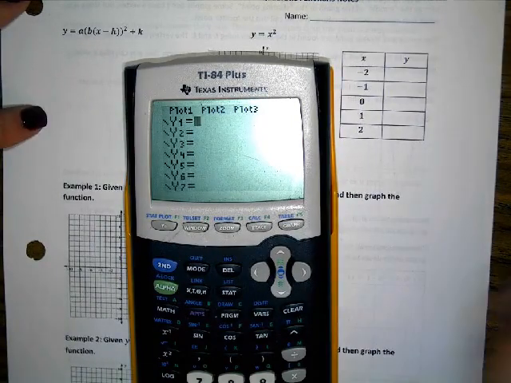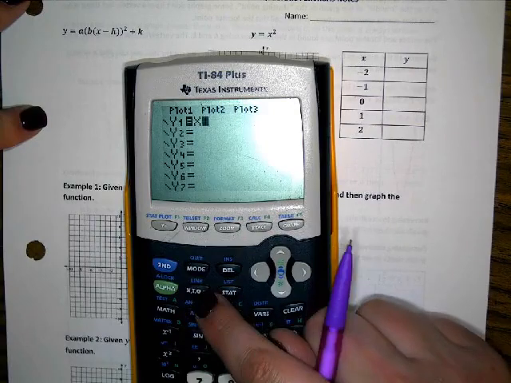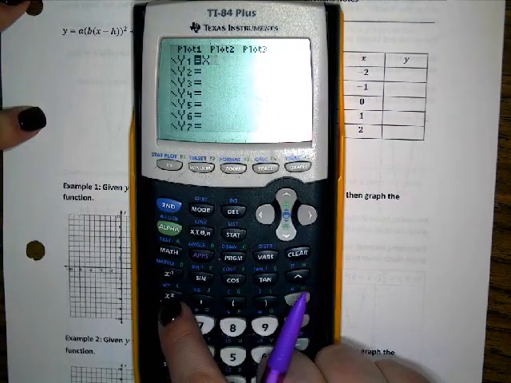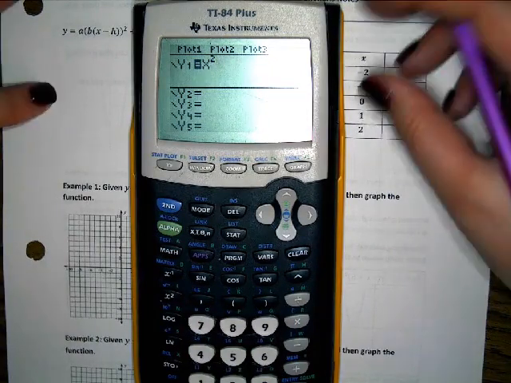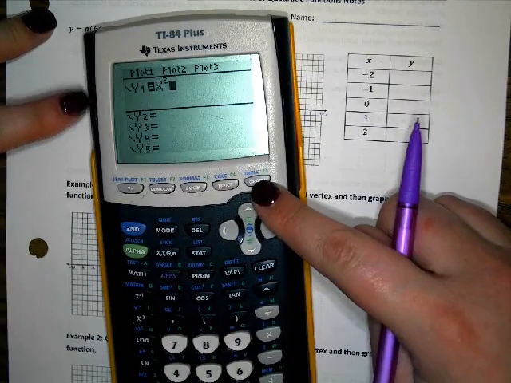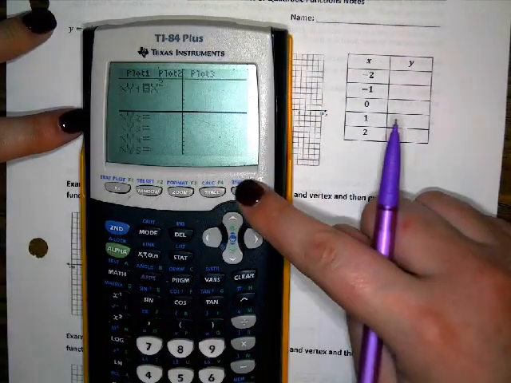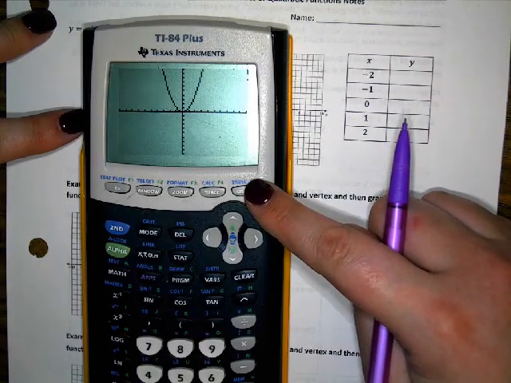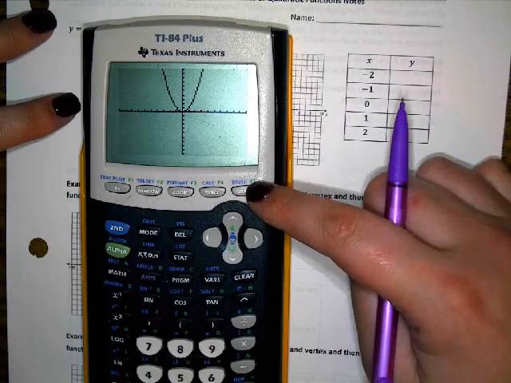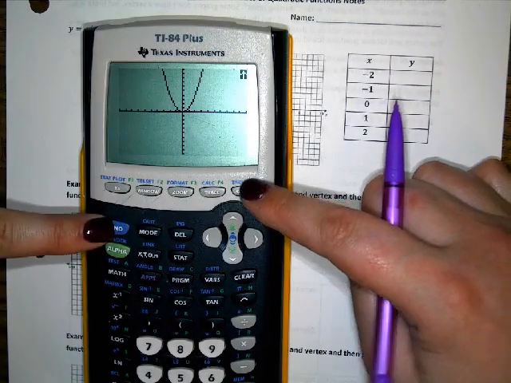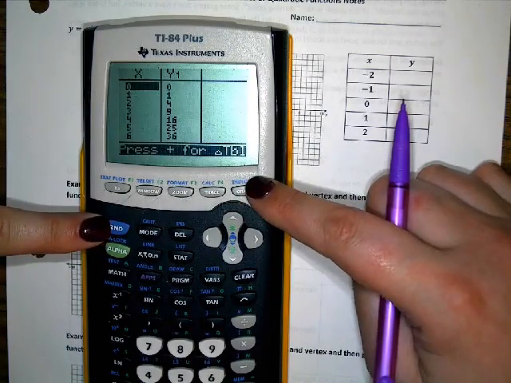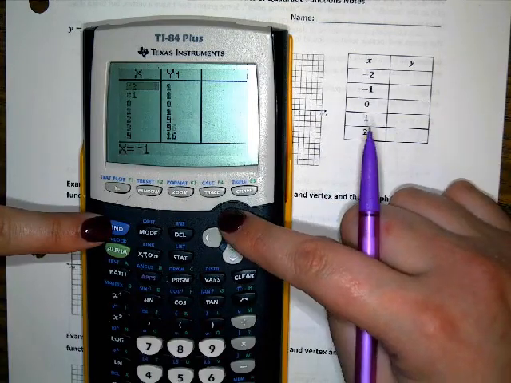And then I have to type x squared, so the x button, and then the squared is right down here, x squared. And then how do we get to the table so that we can see the x and the y values? So over here is how we graph it. If you just hit graph, you'll be able to see it. And then right above that in blue, it says table. So if you hit second graph, then you can see x and y coordinates.